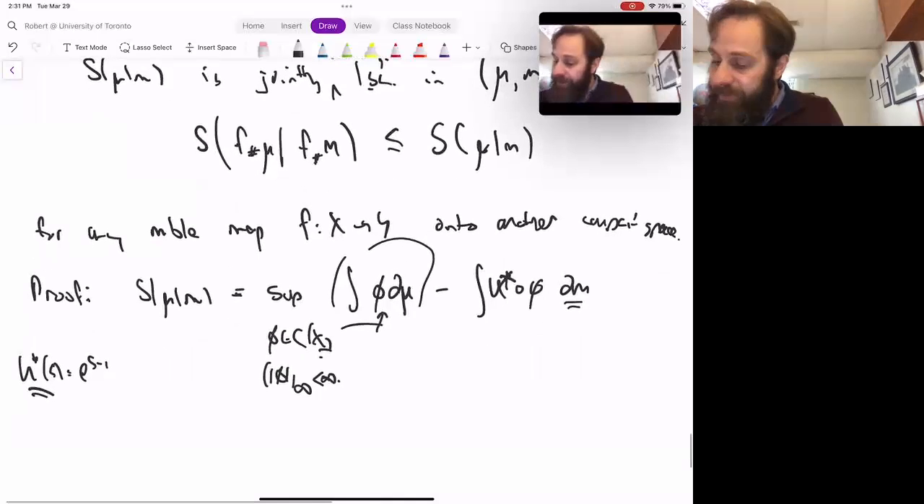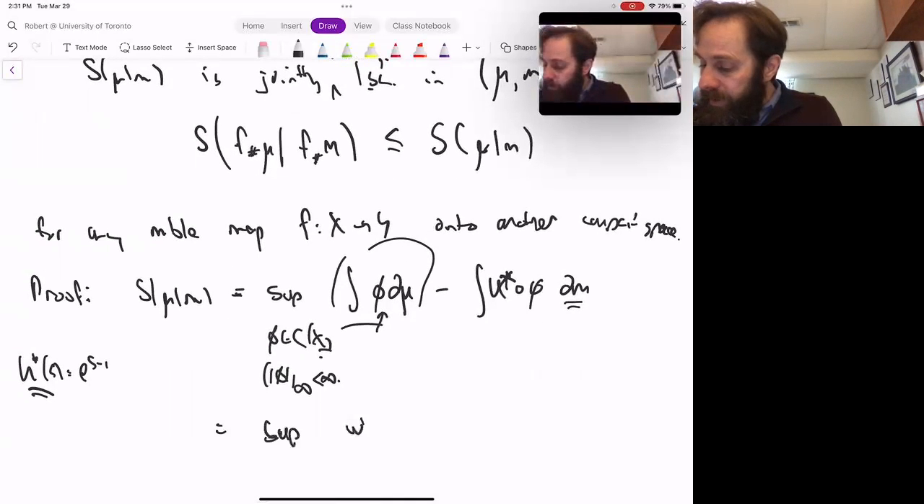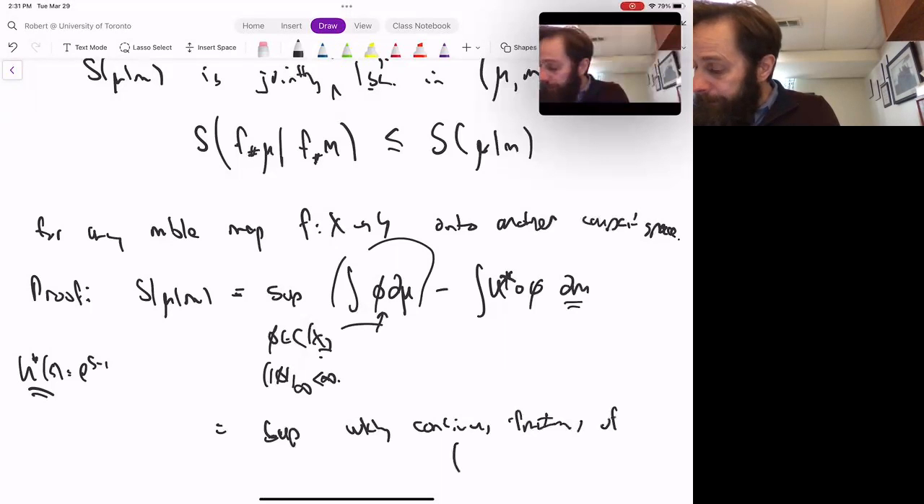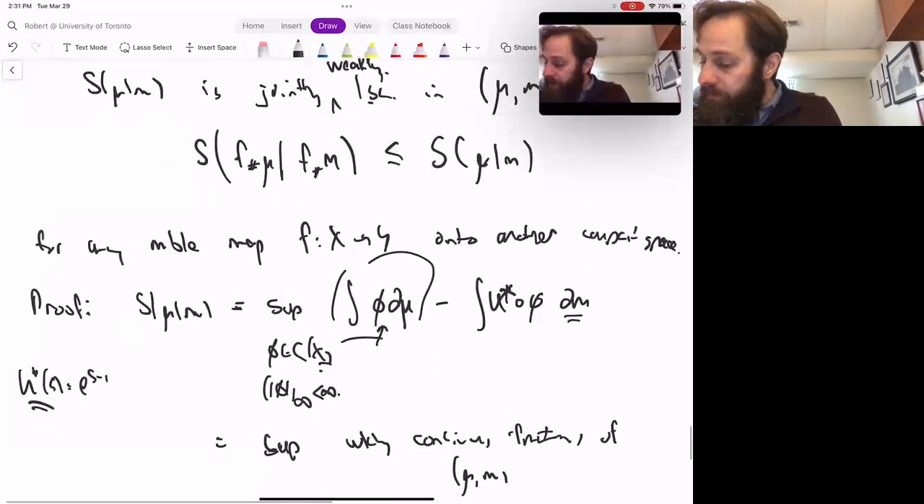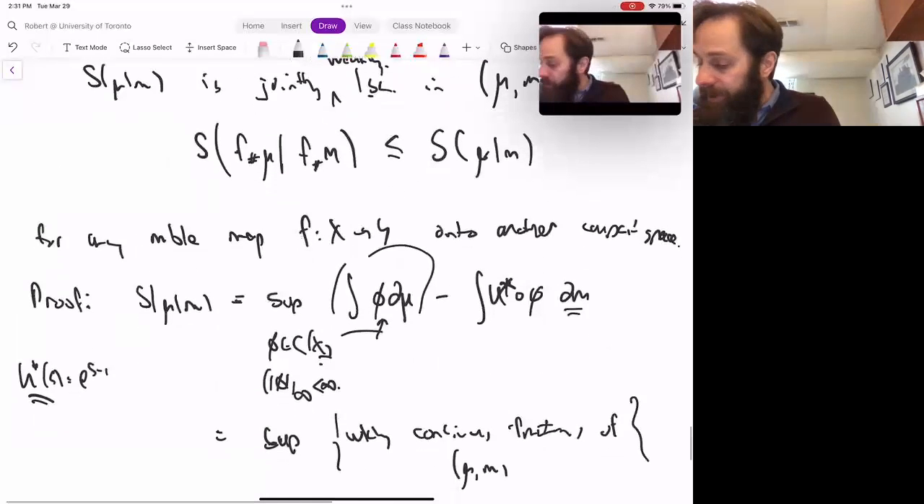And basically, it's a supremum of weakly continuous functions of mu and m. And whenever you take a supremum of continuous functions, you get a lower semi-continuous function.